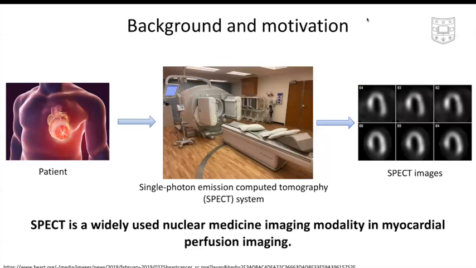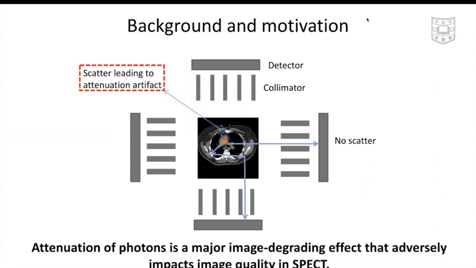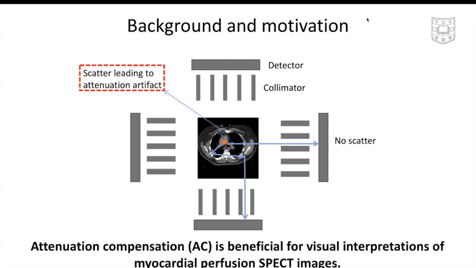SPECT is a widely used nuclear medicine imaging modality in myocardial perfusion imaging. In a myocardial perfusion study, the patient is injected with a radiotracer, which emits gamma photons. A part of the gamma photons are scattered in the patient body and not detected by the detector, leading to attenuation artifacts. Attenuation of photons is a major image-degrading effect that adversely impacts image quality in SPECT, and attenuation compensation is beneficial for visual interpretation of myocardial perfusion SPECT images.